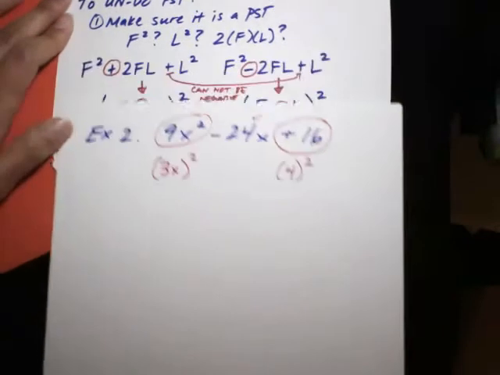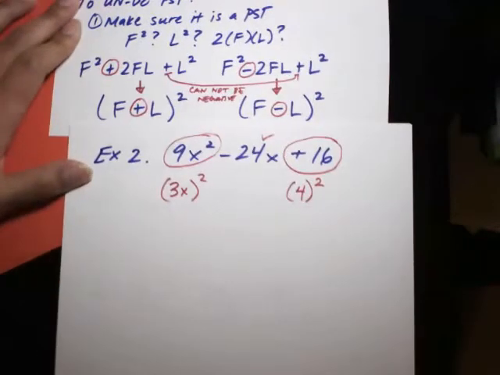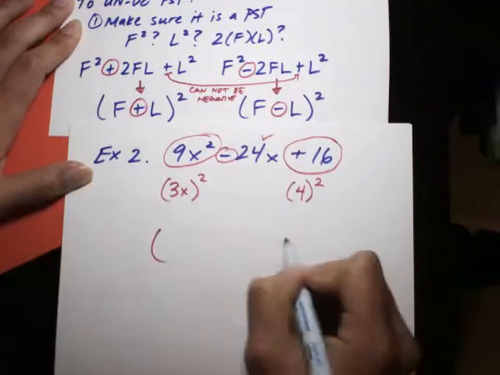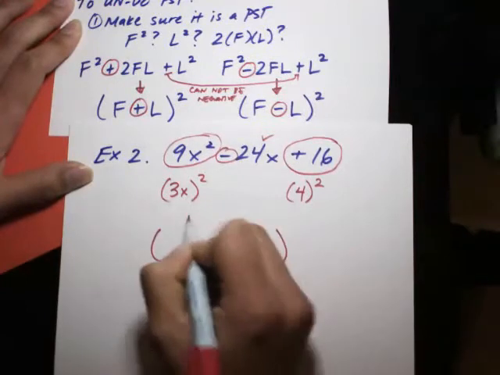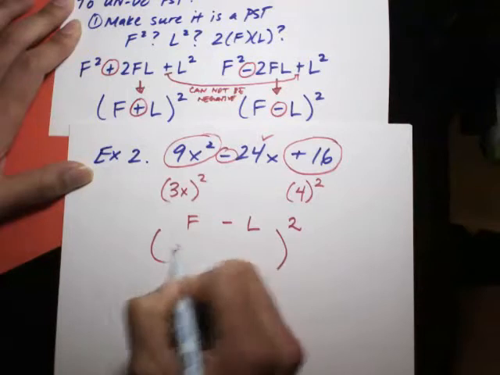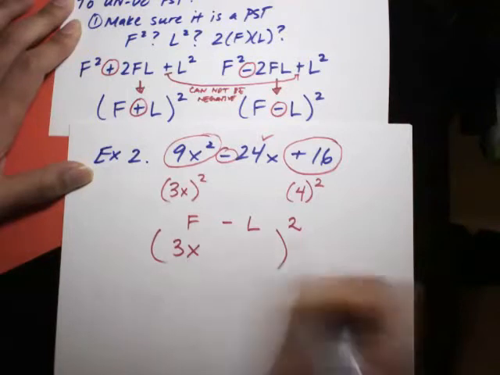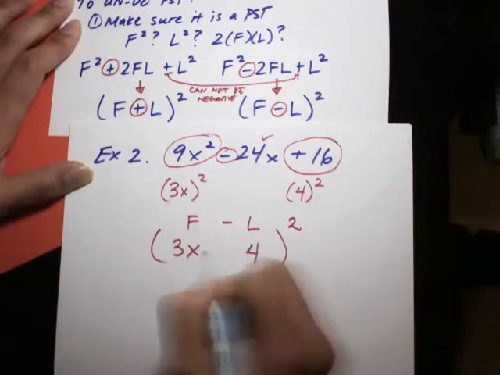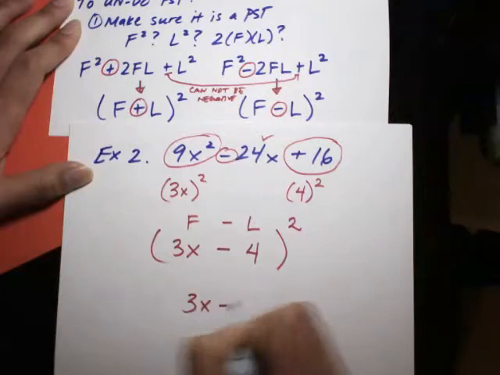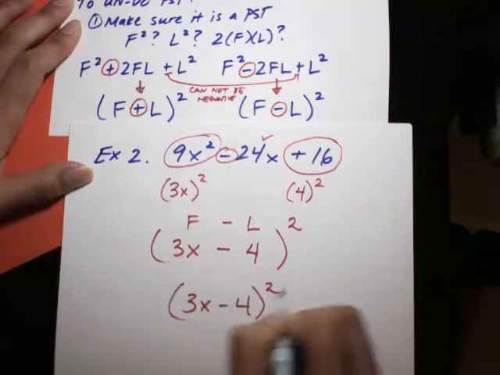Let's review the forms again. This does have a minus sign, so I know that I'm going to have first minus last, quantity squared. My first is 3x, my last is 4, and it will be minus. So I'm going to write this out neatly: 3x minus 4 quantity squared.